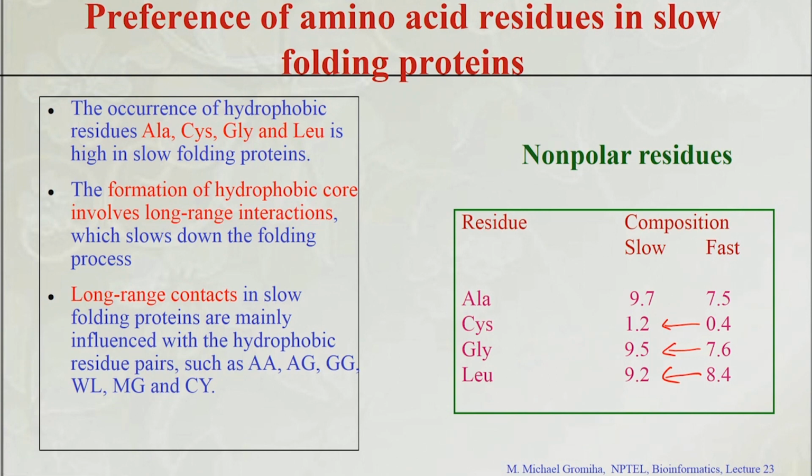Then we see the contacts in the slow folding proteins and fast folding proteins. You can see the long range contacts in slow folding proteins are mainly influenced by the hydrophobic pairs. See alanine, tryptophan, leucine, alanine, glycine, cysteine, tyrosine. You can see the contacts between the hydrophobic residues are more in the case of the slow folding proteins compared with fast folding proteins.